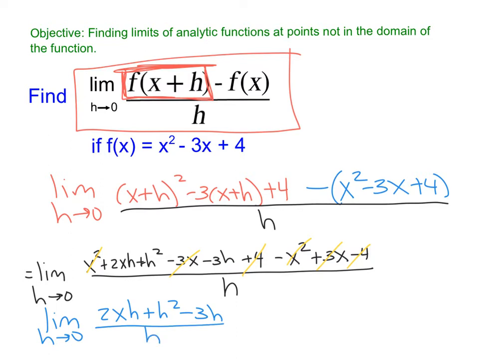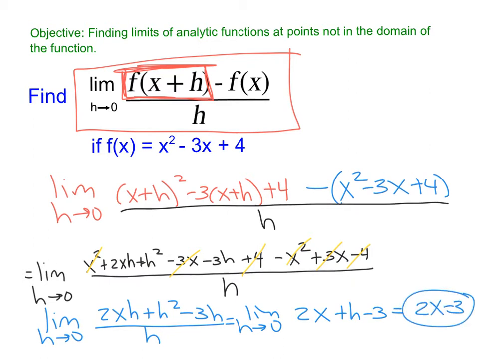Now what can we do there? If you plug in, you still get 0 over 0. But we can divide each of those terms by that h on the bottom. I can divide that out. So that's the limit as h approaches 0 of 2x plus h minus 3. Now I can plug the 0 in, and I'm left with 2x minus 3. What's really common with these is we're going to be left with an expression, not necessarily a number. It depends on the problem, but this one in particular is not an integer answer, it's just an expression.